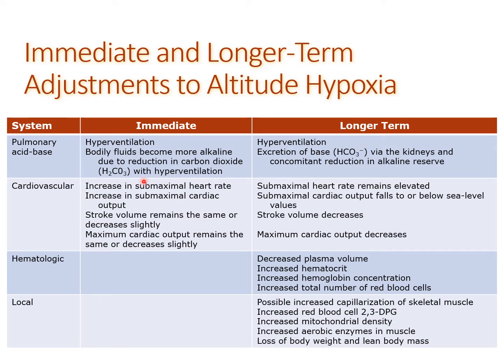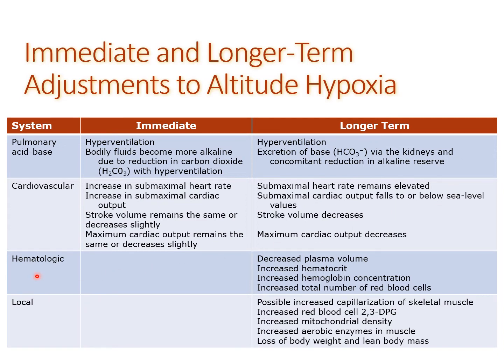Now with the cardiovascular system, we're going to see an increase in submaximal heart rate. We'll see an increase in cardiac output, about a similar stroke volume, and the maximum cardiac output stays about the same. You know cardiac output is heart rate times stroke volume, so you can do the math here, and it ends up being about similar to what you were before. In the long term, we still see an increase in heart rate, a slight decrease in cardiac output, and a decrease in stroke volume. We also see that maximum cardiac output will decrease as well. Again, this makes sense. If your cardiac output is stroke volume times heart rate, and your stroke volume goes down but your heart rate stays the same, you're still going to get a decrease in your overall cardiac output.